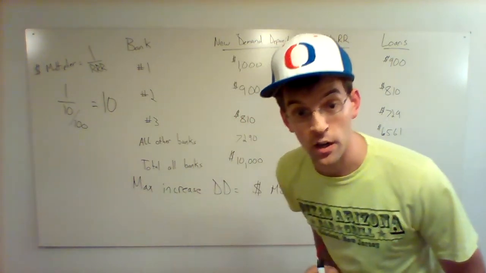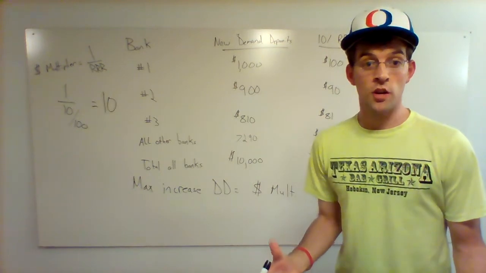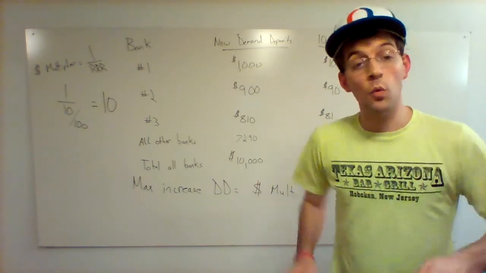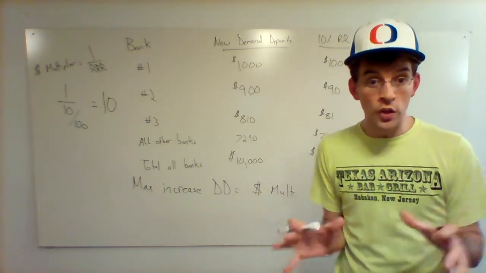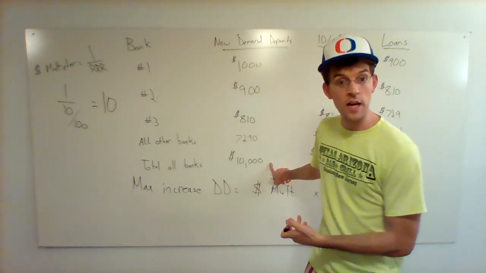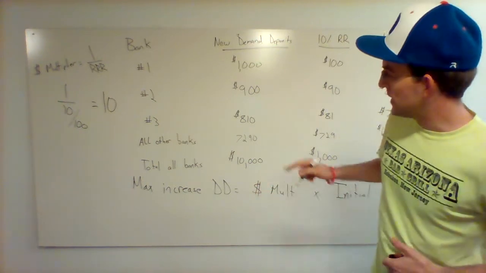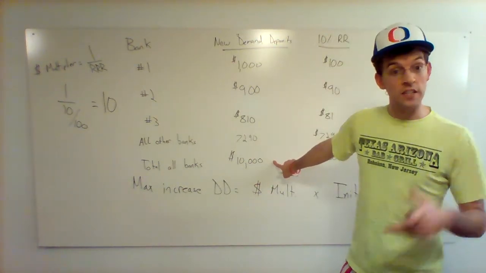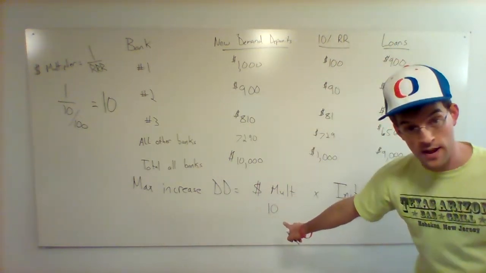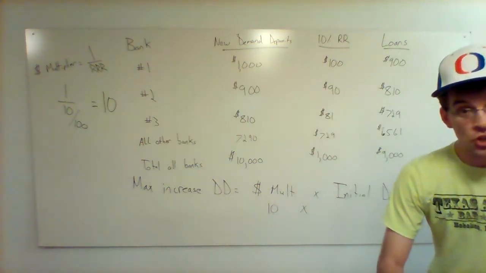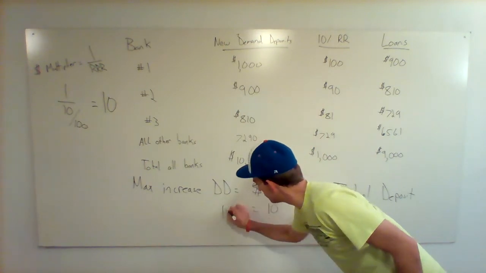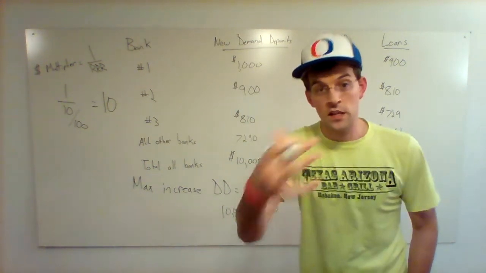Let me step back here. So let me ask you, how much did our demand deposits change from the very beginning of this exercise to the very end? Or what was the increase in the bank's total demand deposits? Total, all banks, $10,000. So the way to get it is, if you notice, 1 to 10,000 is by multiplying by 10. Well, watch what we do here. Money multiplier is 10. Multiplied by the initial deposit, which was 1,000. And lo and behold, you get 10,000.